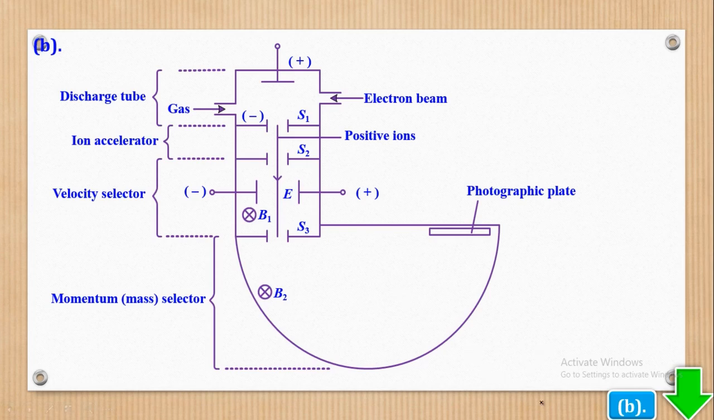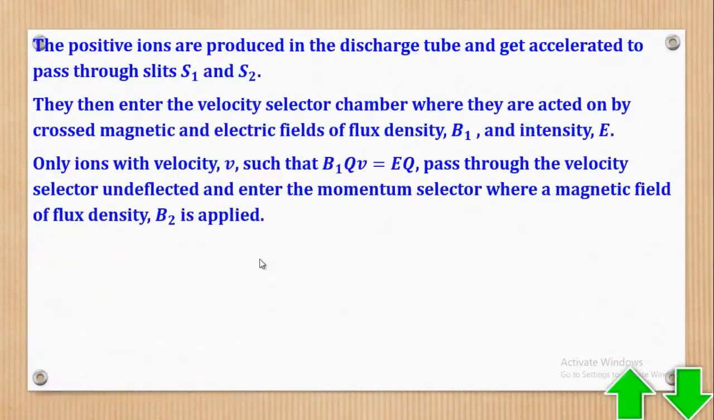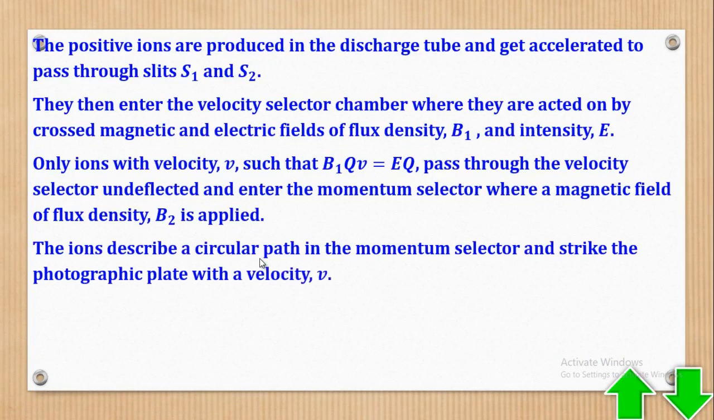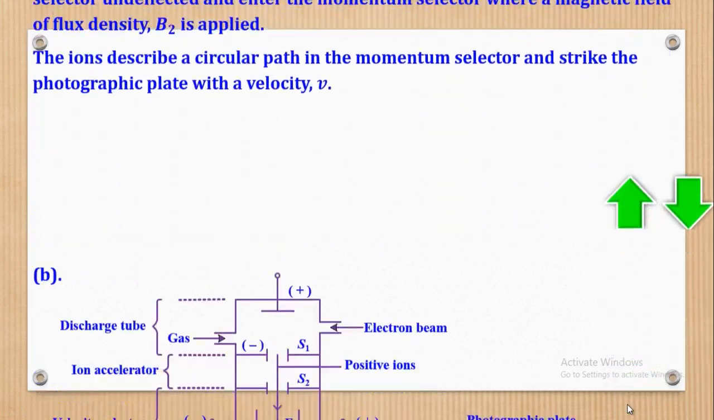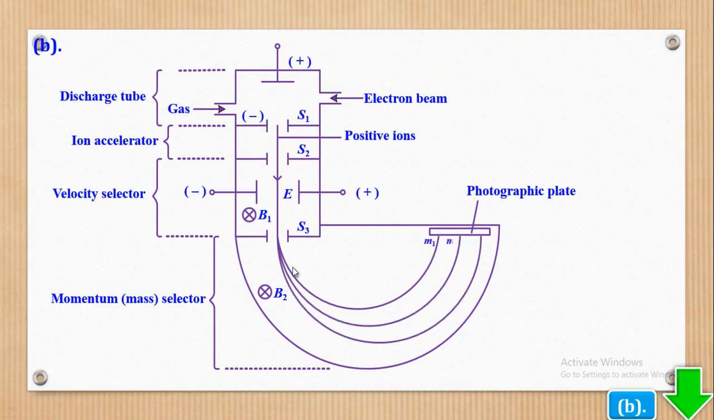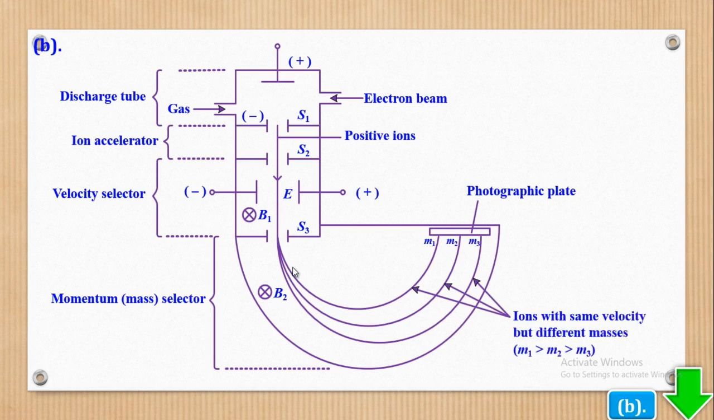What about line 4? Line 4 says, the ions describe a circular path in the momentum selector and strike the photographic plate with a velocity v. So let's first show that. So these ions will follow a circular path and strike the photographic plate at different points because they have different masses. So that was line 4.